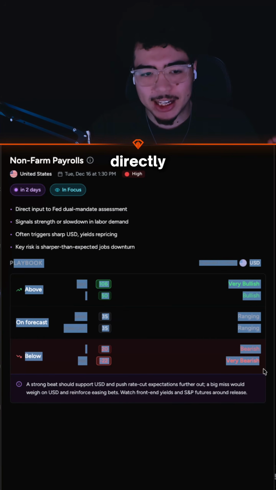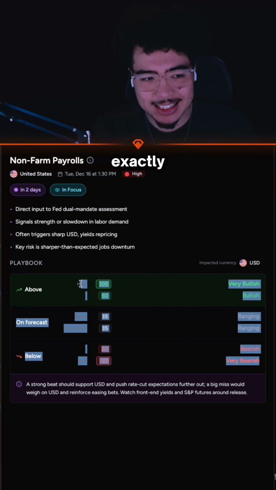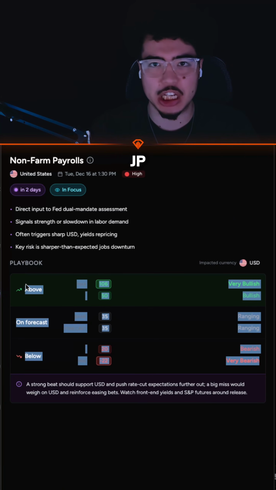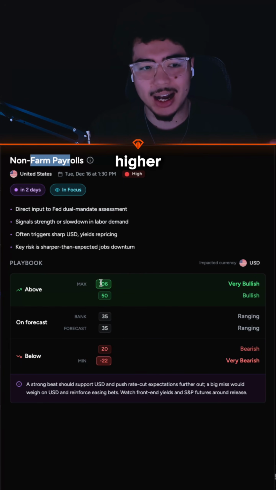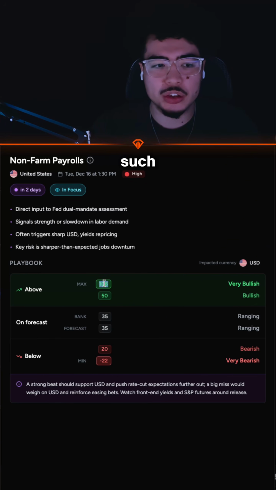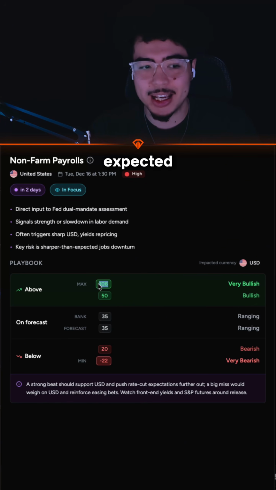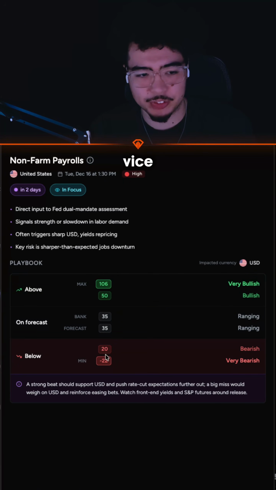This calendar is directly from institutional data providers. This is exactly what the institutions like JP Morgan and Goldman Sachs are looking at. So the way we can use this is if we watch the NFP release and it comes out higher than 106, we can essentially just look to buy the dollar because this will be such an overshoot of what was expected. People will be buying the dollar, selling out of their short positions and getting into long positions, and vice versa if it comes in below.